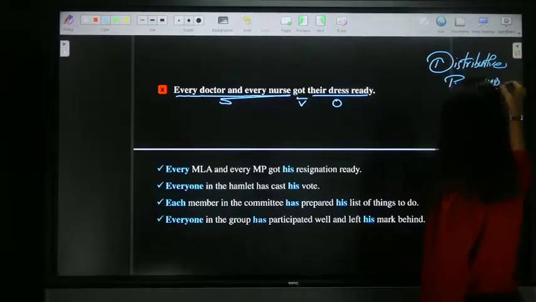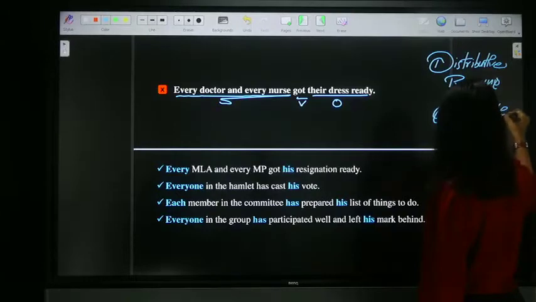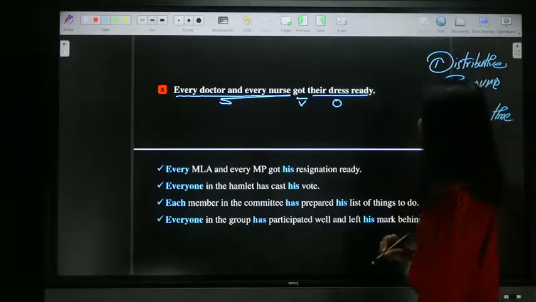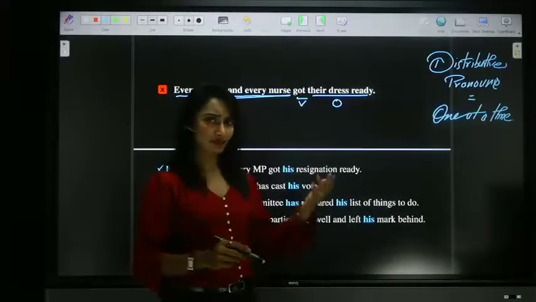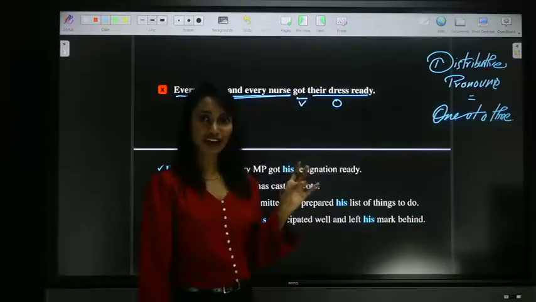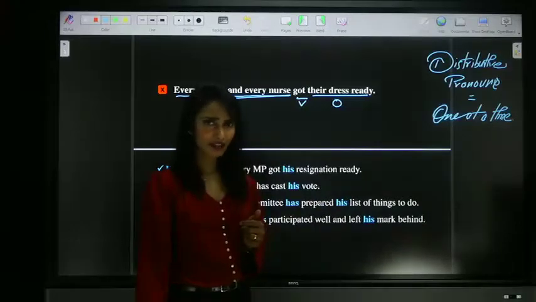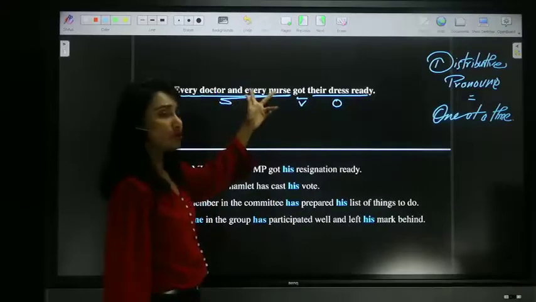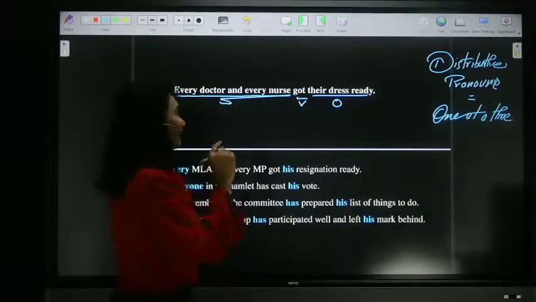Distributive pronouns indicate one at a time. The pronouns which refer to one person or a thing at a time are called distributive pronouns. We have discussed a few distributive pronouns like each, every, either, neither, any, none, right? So these distributive pronouns, when they are connecting two or more nouns, remember, they indicate one at a time.